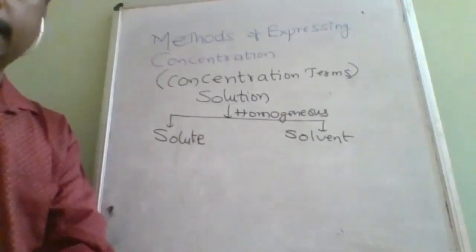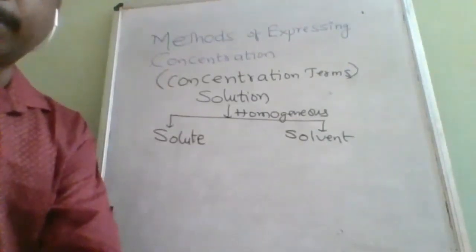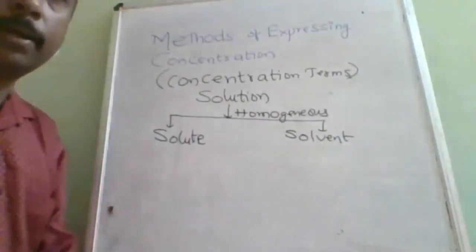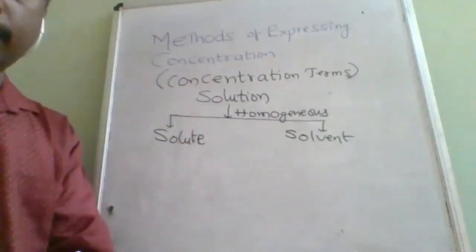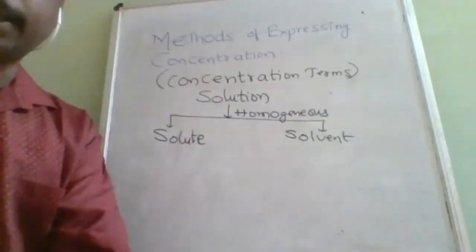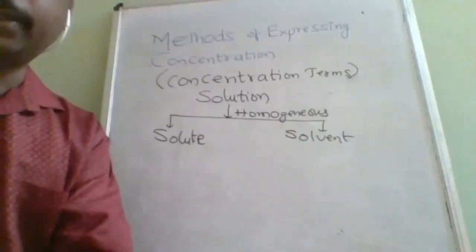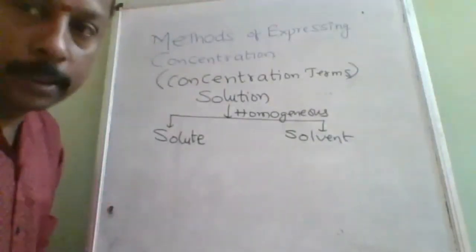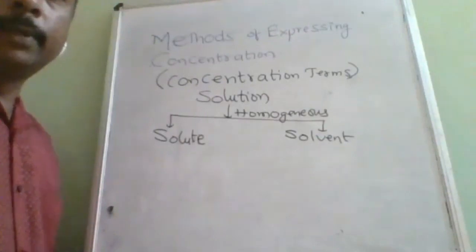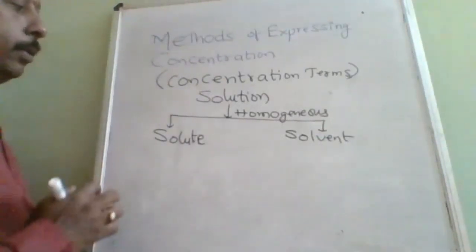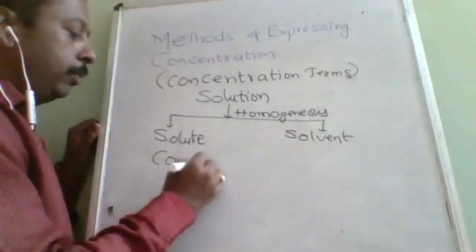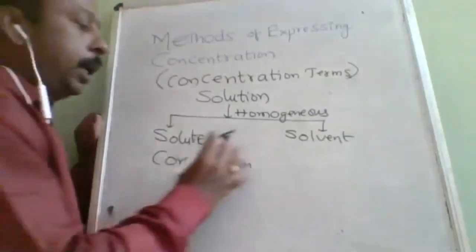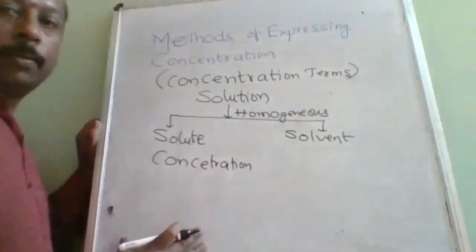Now let us see what the purpose of maintaining concentration is. What does it depend on? On what factor it is going to depend, that I am going to explain. Concentration will let you know about the relative terms, the relative quantity, the relative amounts of solute and solvent. So concentration is a relative term used to mention the amount of solute with respect to a given amount of solvent.